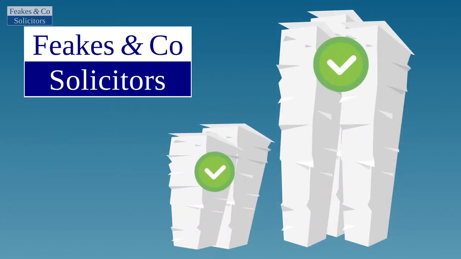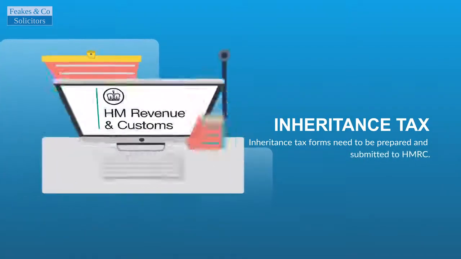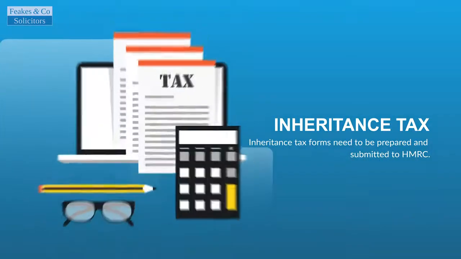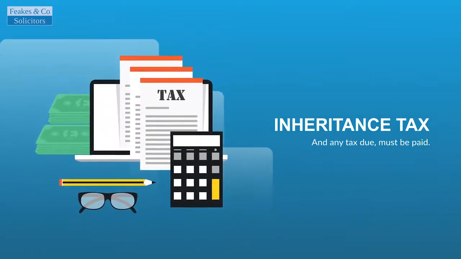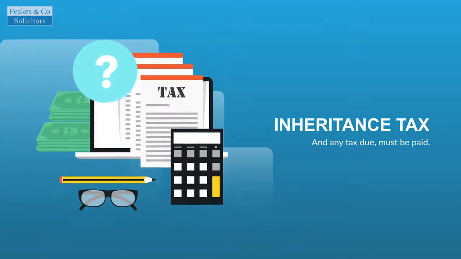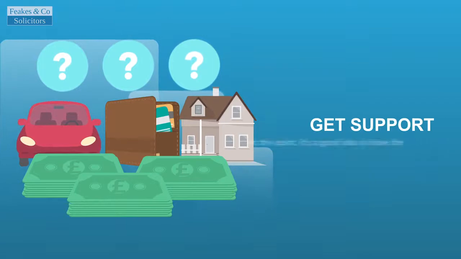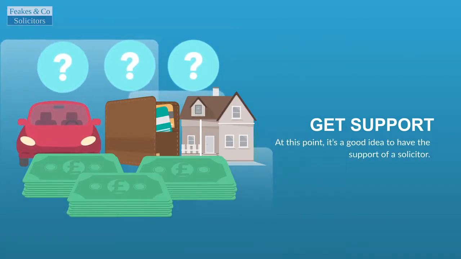Once you're ready, inheritance tax forms need to be prepared and submitted to HMRC, and any tax due must be paid. Inheritance tax can be a complicated area, especially when there are multiple assets involved. It's wise at this point to have the support of a solicitor, so that you can ensure that you're claiming all the tax relief available.